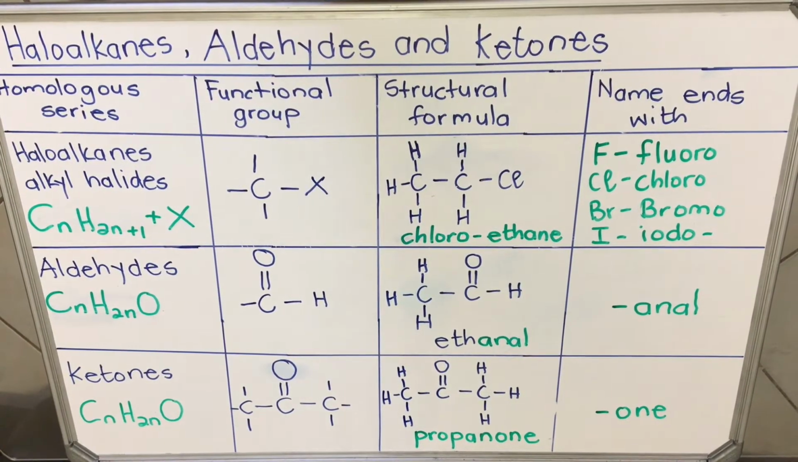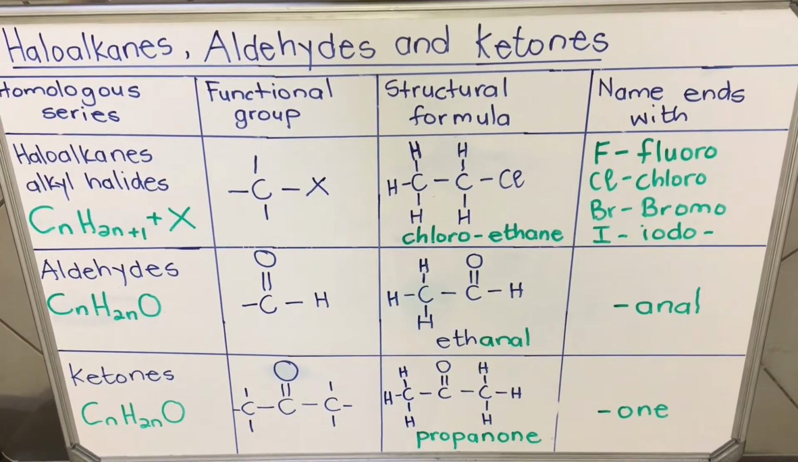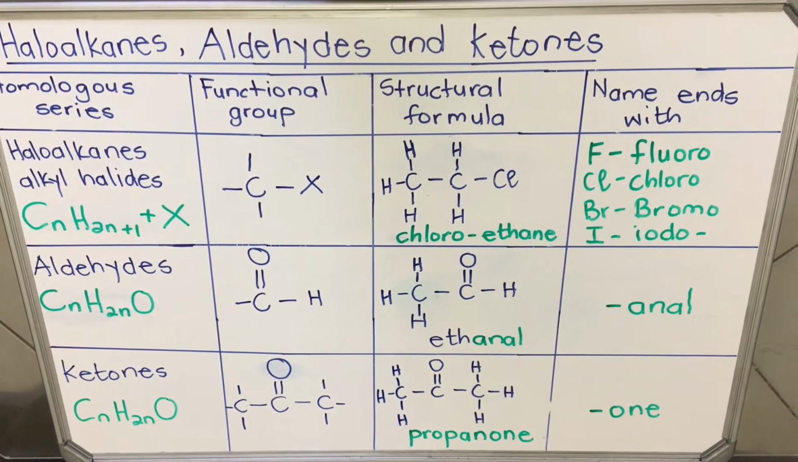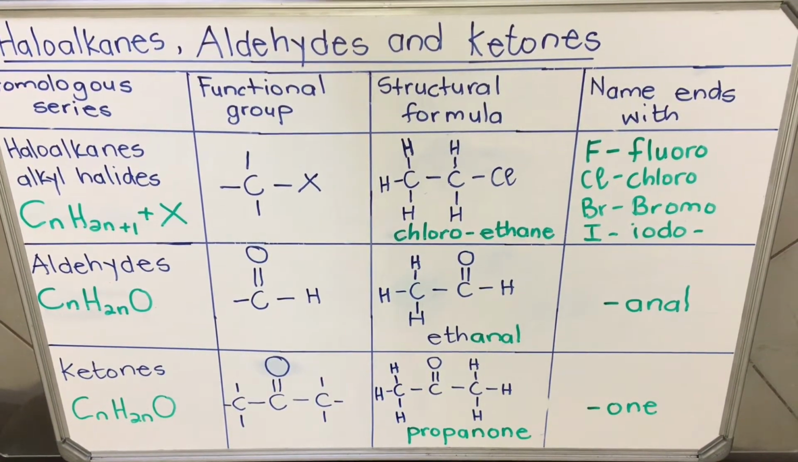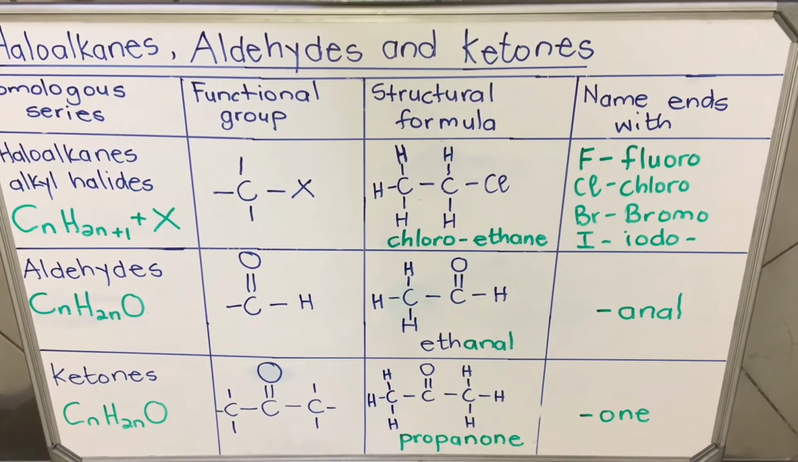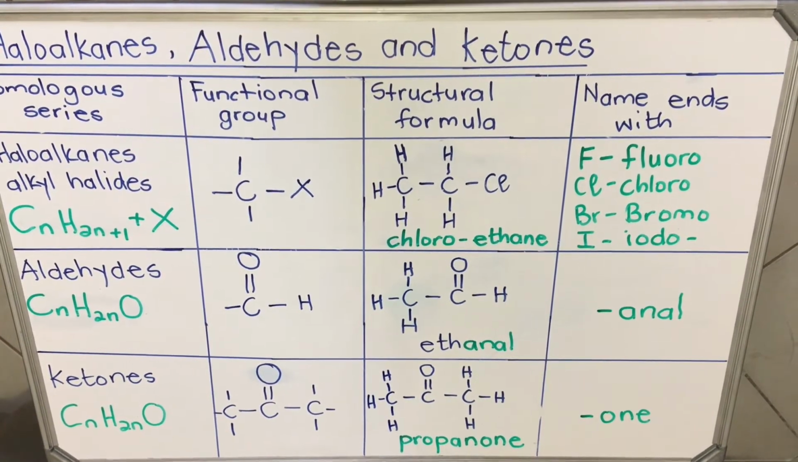Everyone, this is a lesson on different homologous series. On our last video we did 3. In this video we're gonna do 3. In grade 12 you are expected to remember 9, so in our next video we'll do the last 3. In this video we're gonna look at haloalkanes, aldehydes and ketones.